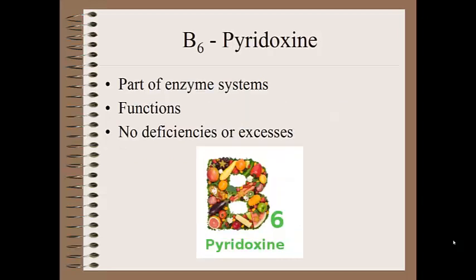Alright, vitamin B6, pyridoxine. Okay, this is part of an enzyme system that aids in protein, fat, and carbohydrate digestion. That's also the function. Alright, so it aids in the digestion of protein, fat, and carbohydrates, which is where we get our energy from in the horse's diet. Now this one is unique in that there are no known deficiencies or excesses with B6, so horses seem to get enough of it on their own.